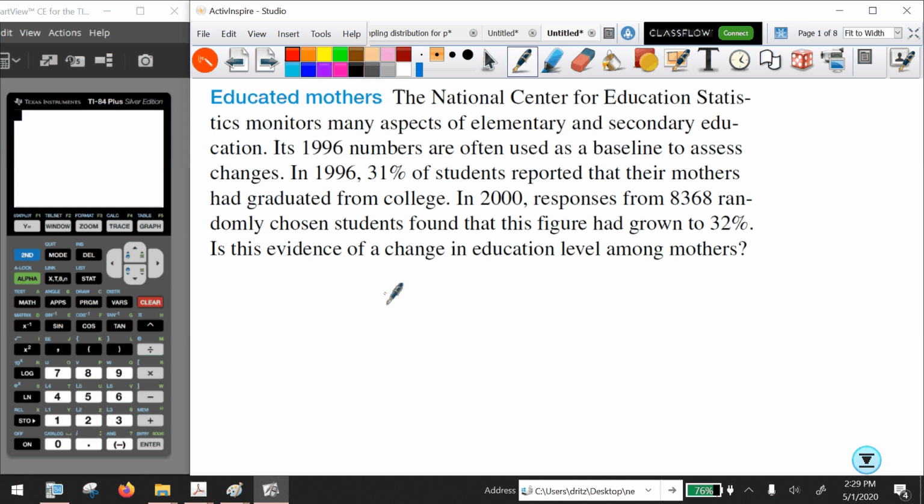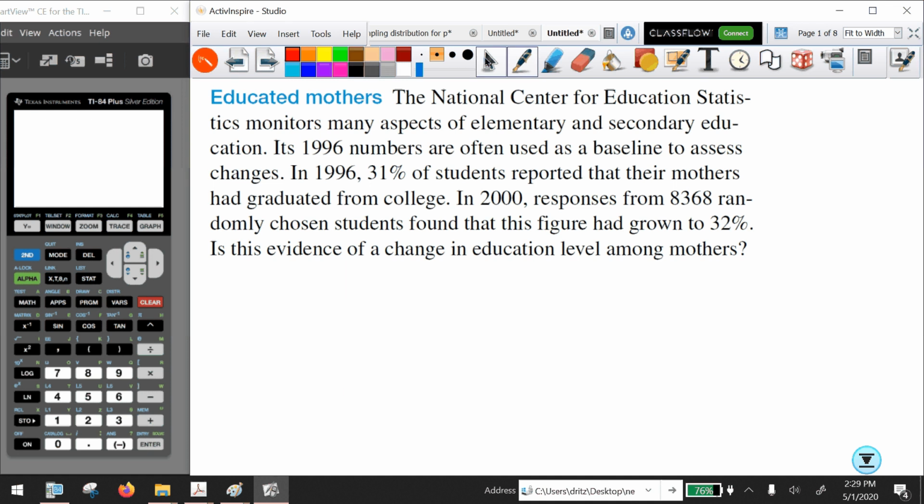The National Center for Education Statistics monitors many aspects of elementary and secondary education. Its 1996 numbers are often used as a baseline to assess changes. In 1996, 31% of students reported that their mothers had graduated from college. In 2000, responses from 8,368 randomly chosen students found that this figure had grown to 32%. Is this evidence of a change in education level among mothers?